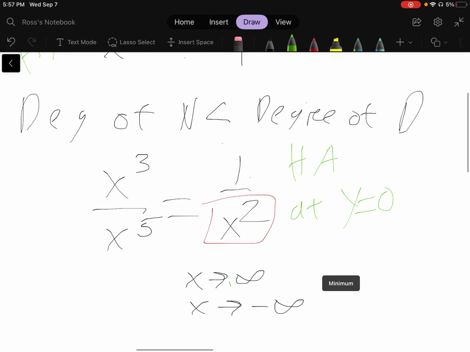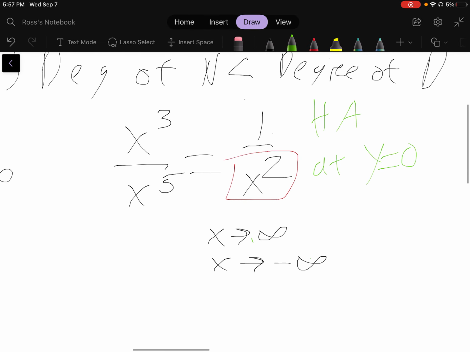Degree of numerator less than degree of denominator. Okay, does that make sense? The reason that happens is because when we simplify, we're left with 1 over x squared in this case, or you might be left with 1 over x or 1 over x cubed. And as x gets bigger and bigger, because we're doing 1 divided by it, it's just going to get closer and closer to 0.